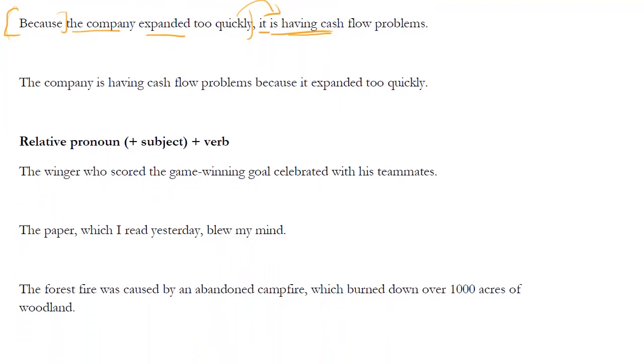The other major one, and the one that comes up quite a bit, is the relative clause. So a relative clause has a relative pronoun, which we've talked about already, plus a subject sometimes, and a verb, though often the relative pronoun is the subject. In any event, let's look at some examples.